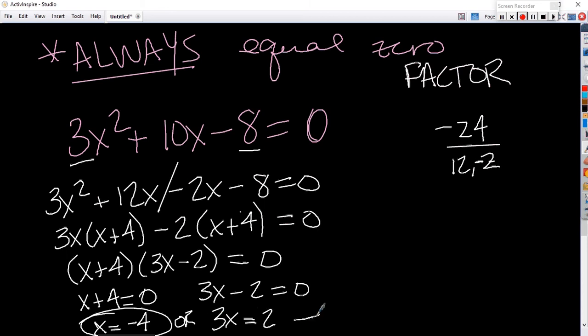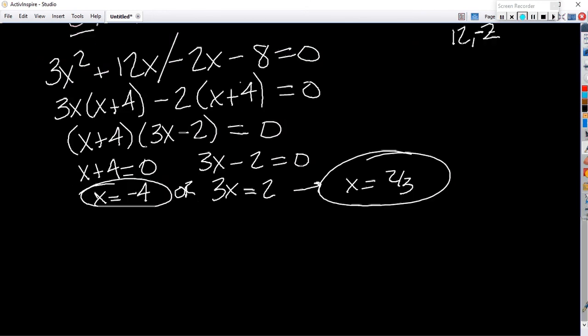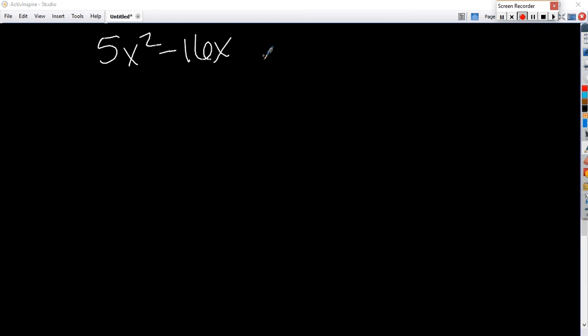Actually, let me take it 2 steps at a time for you. This is technically solving, like this is an Algebra 1 standard. Can't see it? Let me hit record on this.